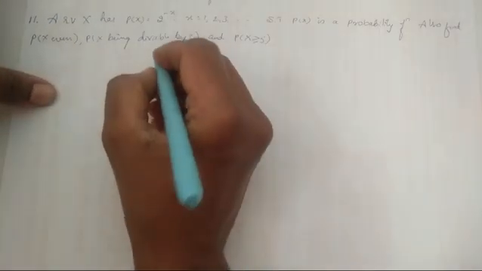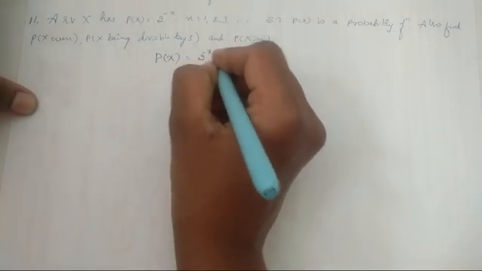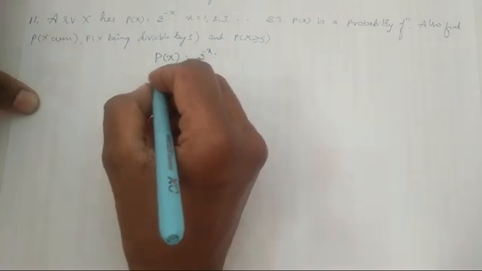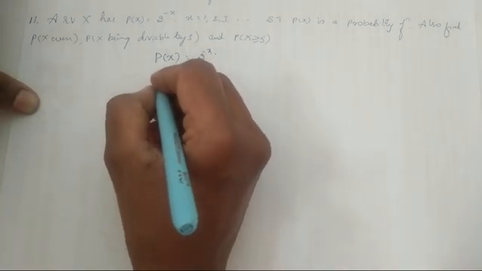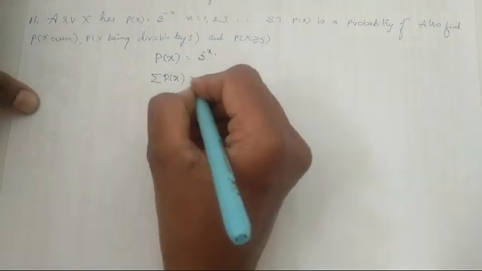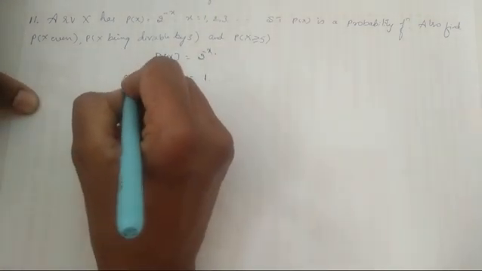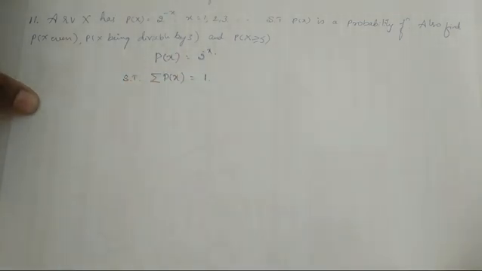Okay, the probability function they have given is p of x equal to 2 to the power of minus x. Fine, what do you have to show? We have to show it is a probability function. That is, we have to show the summation of p of x will be equal to 1. We have to show this.